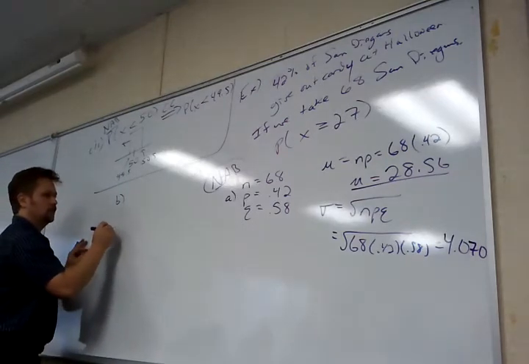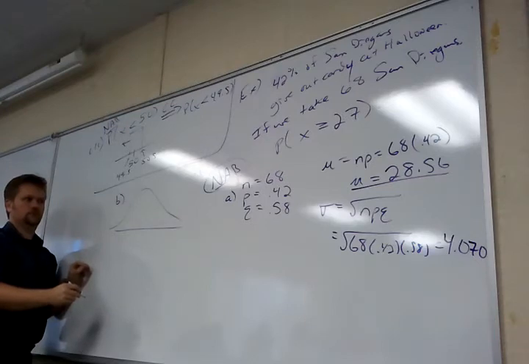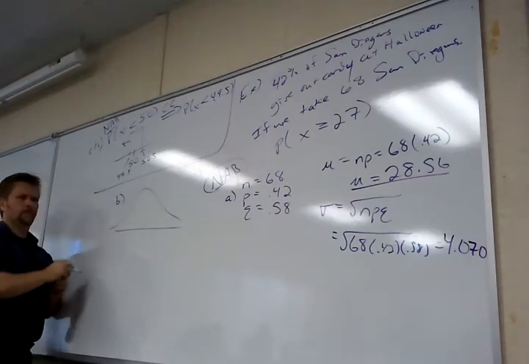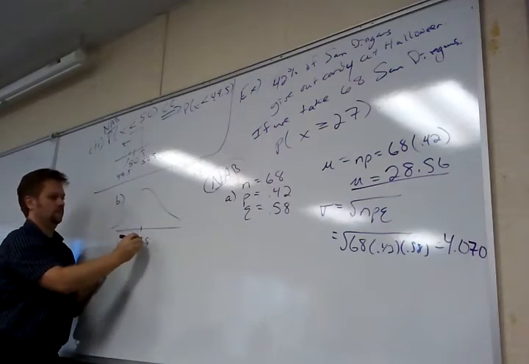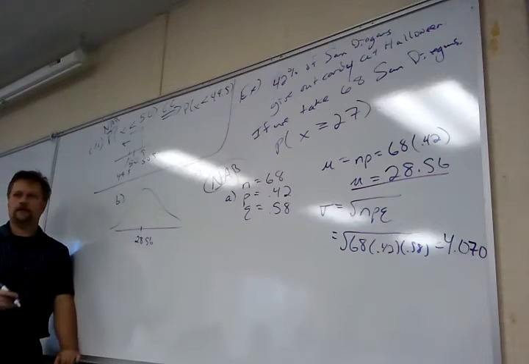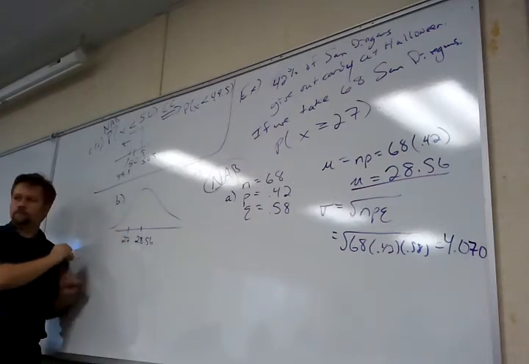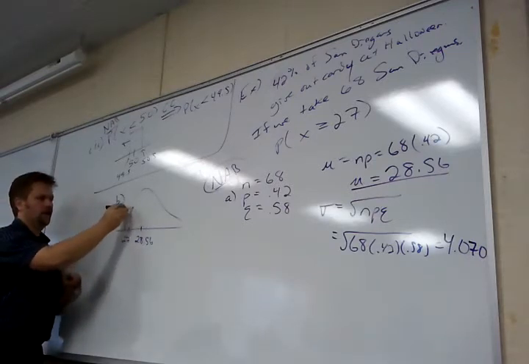So when I draw this picture, what goes right in the middle? Mean. Which is? 28. We figured the mean is 28.56, right? So where's 27 at? Somewhere over here, right? You don't have to be perfect, by the way. Give yourself some room so you can draw your little box. You see that?